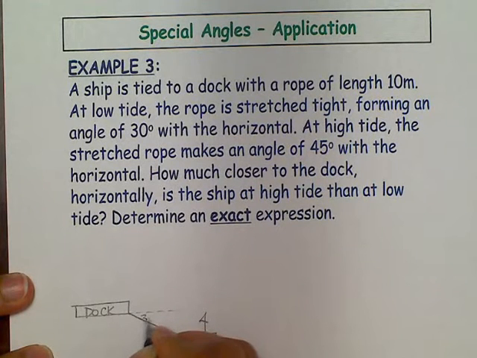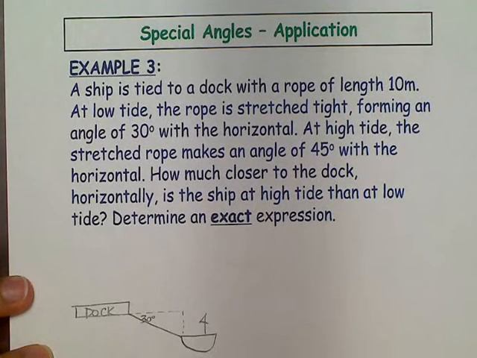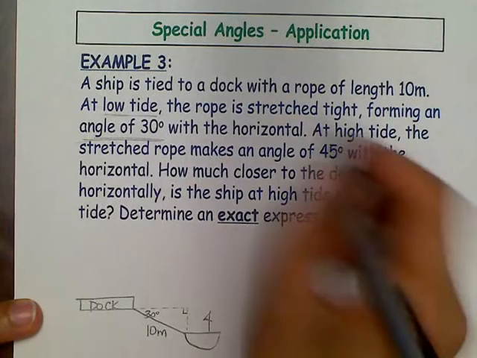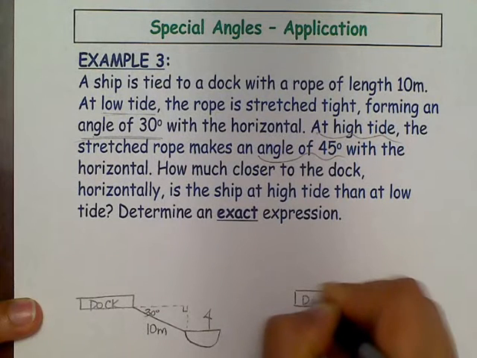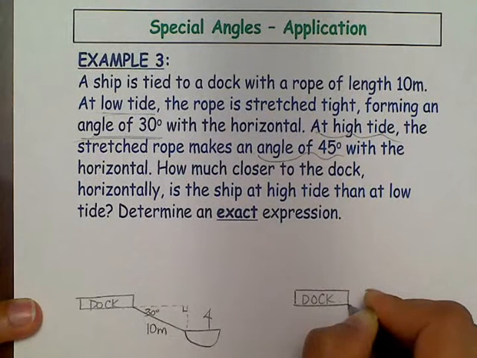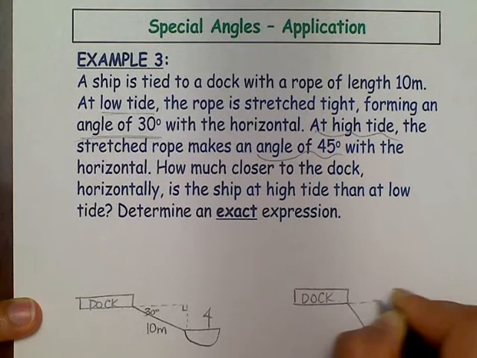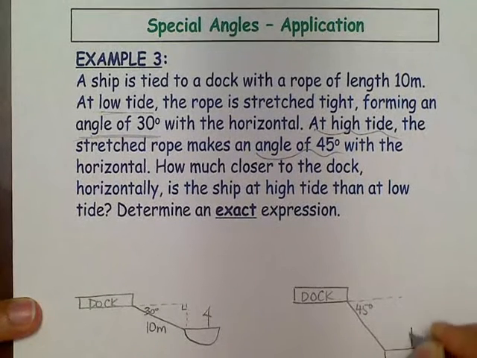And it says that it's making a 30-degree angle with the horizontal. So let's say that's 30 degrees. And I'm just going to make that into a triangle because we are looking at special triangles. This is the unit on trigonometry. And one of the other pieces of information I know is that this is 10 meters. Okay, so this is at low tide. So at low tide, it makes an angle of 30 degrees. At high tide, it makes an angle of 45 degrees. So I'm going to draw another picture with a dock. And this time, at high tide, I have my ship. And this time it's making an angle of 45 degrees with the horizontal. So here's my ship.